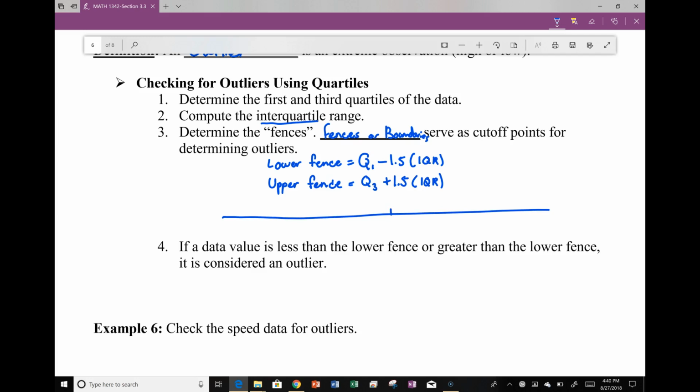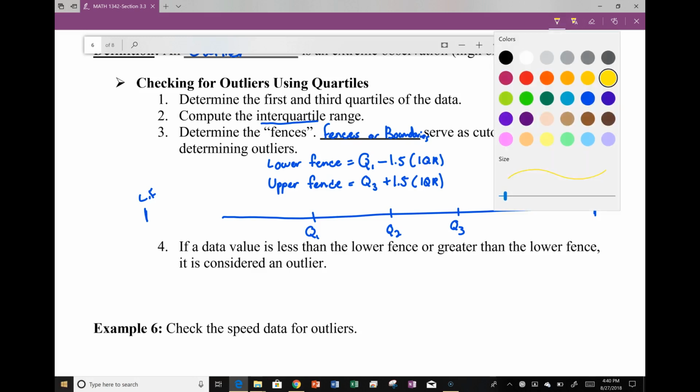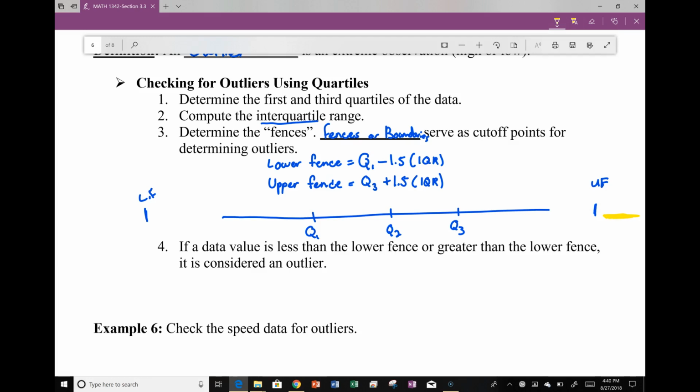So let's look at, let's say this is Q2, this is Q3, this is Q1. So what I'm doing is I'm calculating this value, and then I'm going to take that value and extend it a little bit on this end, and I'm going to get a lower fence. And I'm going to extend it on this end, and I'm going to get an upper fence. Anything outside these fence lines, whether it be down or up here or down here, is considered an outlier.